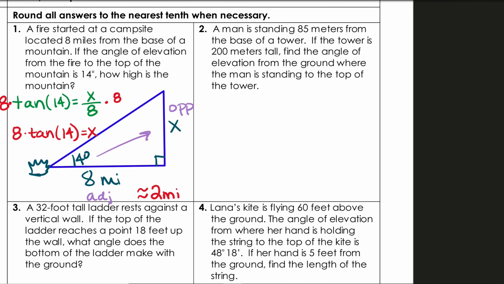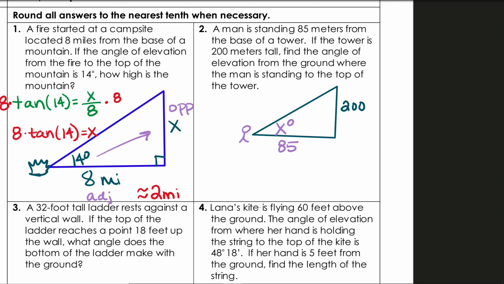So on number 2, it says a man is standing 85 meters from the base of a tower. If the tower is 200 meters tall, find the angle of elevation from the ground where the man is standing to the top of the tower. So again, we're going to start by drawing our right triangle. They tell us the tower is 200 meters tall, and the man is standing 85 meters. So here's the man. He's standing 85 meters from the base. They want us to find the angle of elevation.